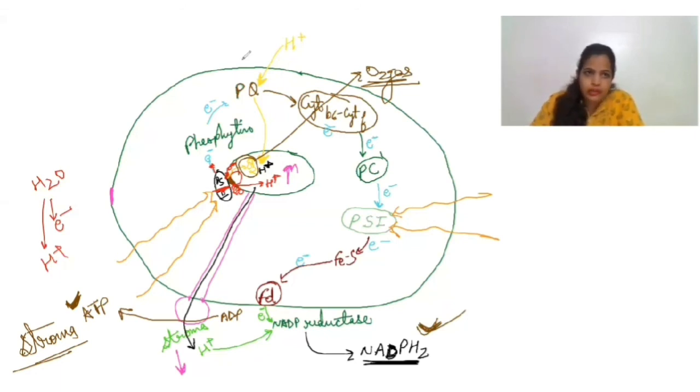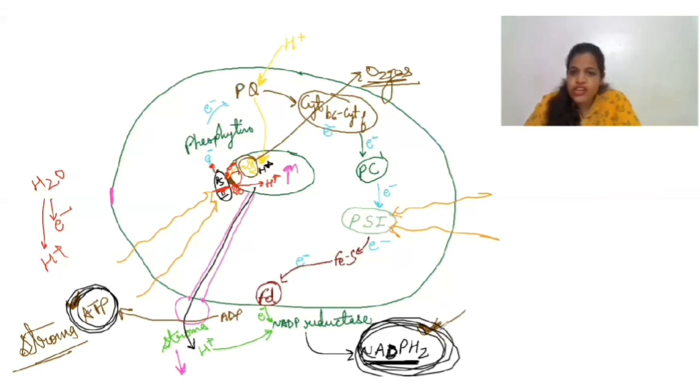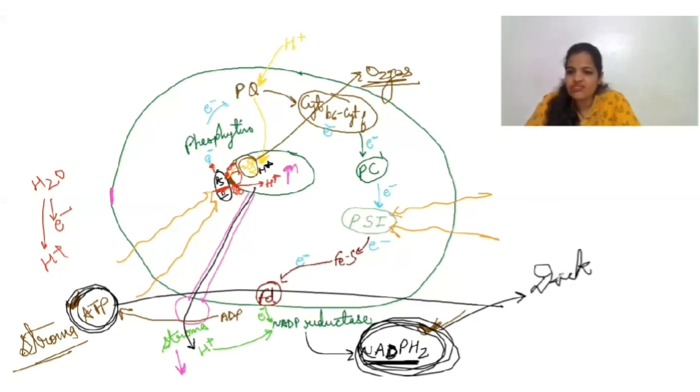Now, this ATP is present in the stroma. This NADPH2 is present in the stroma. And what is occurring in the stroma? Dark reaction. Dark reaction is occurring in the stroma, which is using this NADPH2 and ATP, the products of the light reaction. Clear? So this is all about the photosystems, the light reaction you have to study.